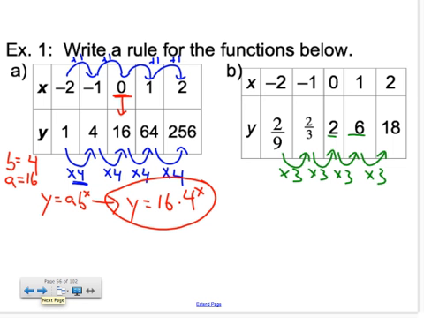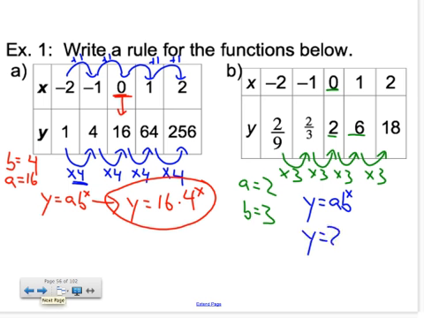Again, I have to find my a and my b. Well, I've already found my b. My b is the common multiplier. My a is my initial value, or the value when my x is 0. So my a is 2. Then I go back and say I know that an exponential function looks like this: y equals ab to the x power. And now that I know what a and b are, I can go ahead and write my equation.